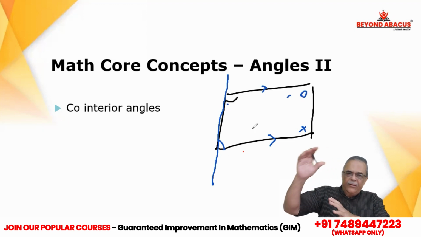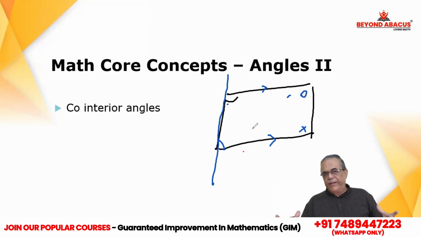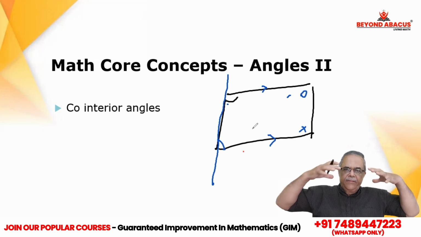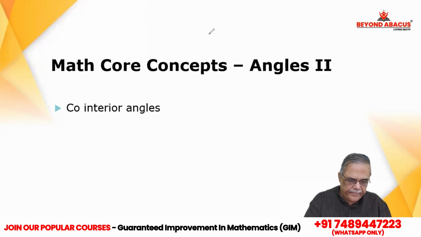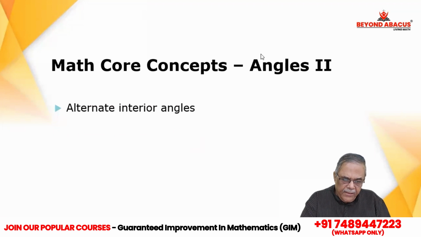All these look like a very big puzzle, but they are not a puzzle. They are very, very simple logics. And if you stick to logic, then it should be clear what we are talking about. So this is the notion of co-interior angles. Alternate interior angles is another very interesting notion which we must know.